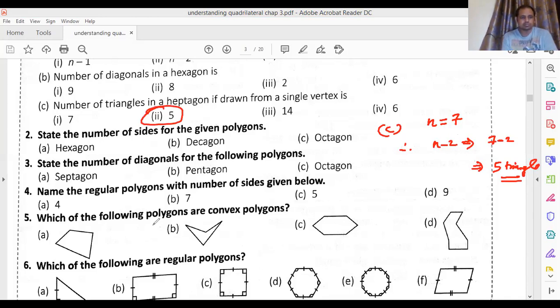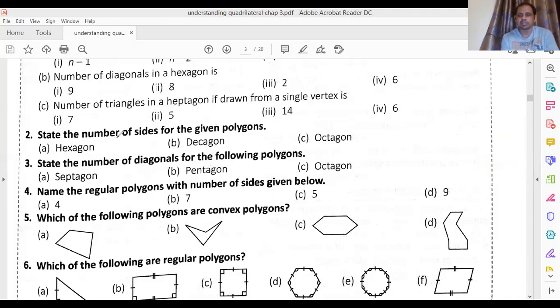Now, question number 2, very simple. State the number of sides for the given polygons. Very simple. Hexa means 6, therefore it has 6 sides. Decagon, deca means 10, that means it has 10 sides. Octa means 8, that's why it has 8 sides, right? Then state the number of diagonals in each of the following polygons: septagon, pentagon, and octagon.